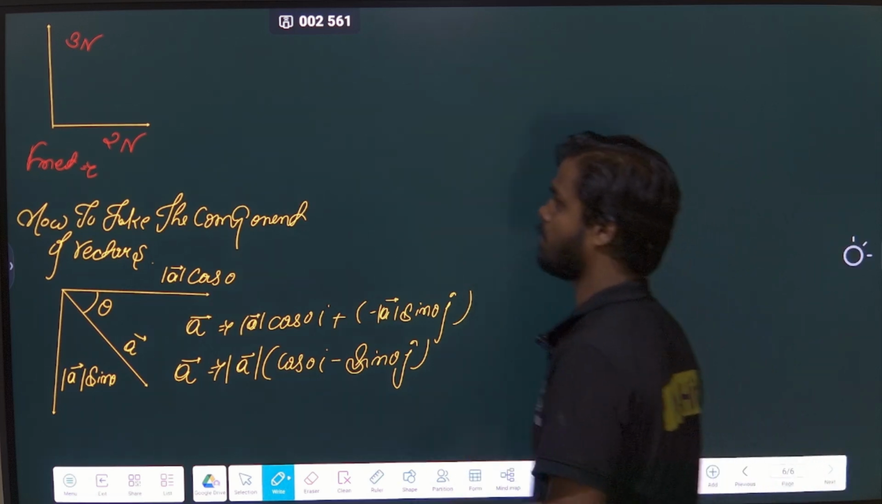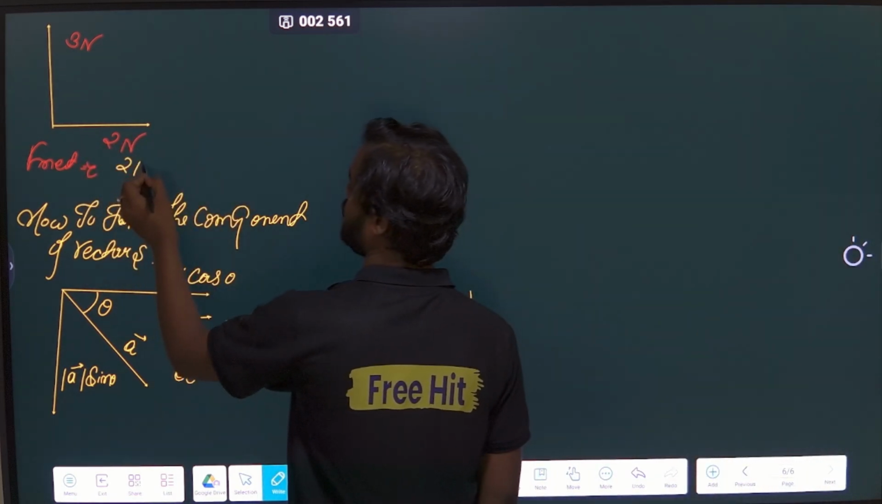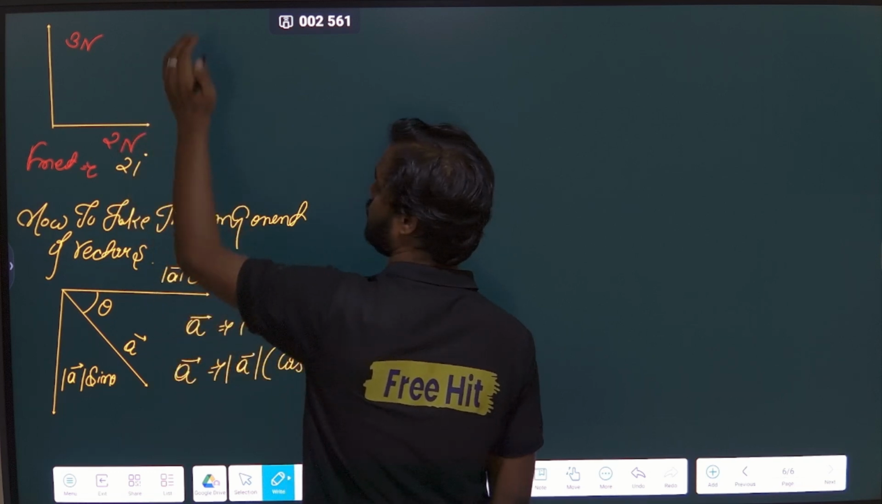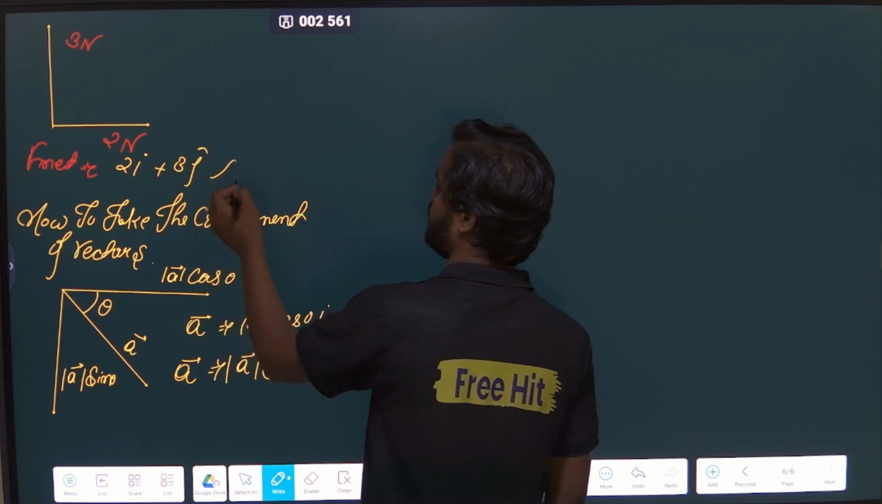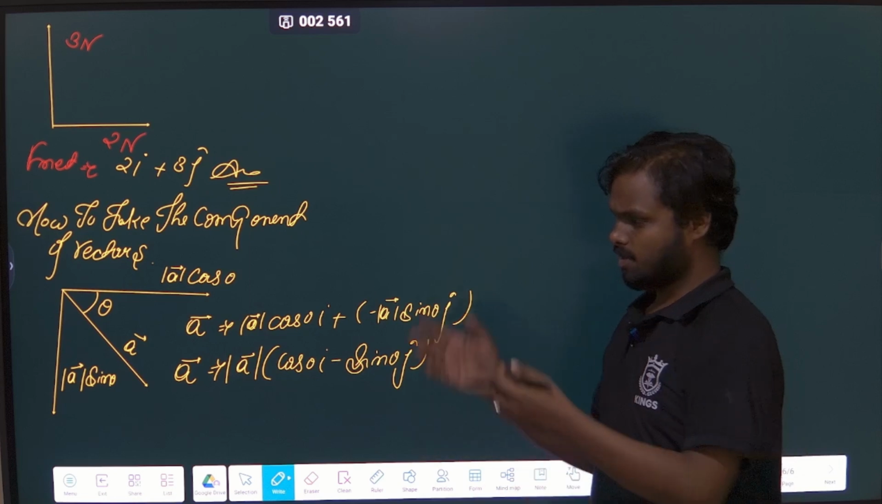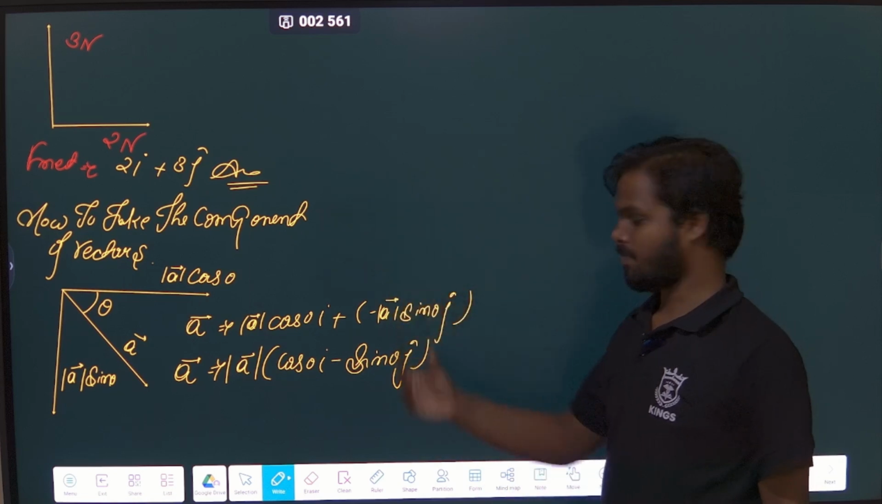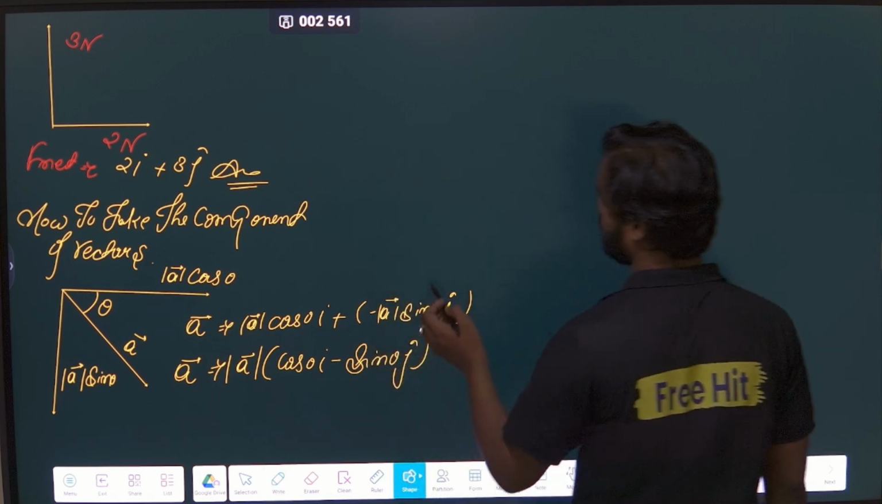Now let me tell you what will be my net force here. In x direction what is the force? 2 i cap, and in y direction what is the force? 3 j cap, so that is my answer. Simple. That is the answer. No need to take any, it's not difficult, it's very easy. Okay, let's take one more example for your practice, so that you can understand better.